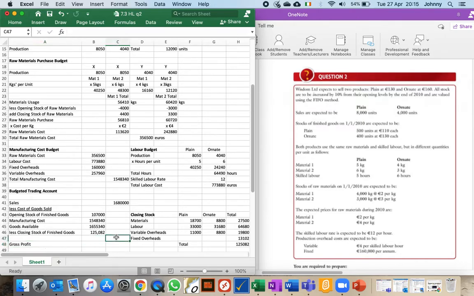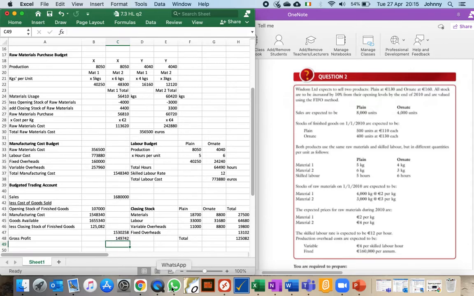So to work out my gross profit, I'll have my goods available, take away my closing stock, that gives the cost of goods sold, subtract the cost of goods sold from my sales, and I get a profit of 149,742. Now you may be ever so slightly out because you may have rounded certain things differently to me, but that's the basics of how you should do it. I hope that makes sense.